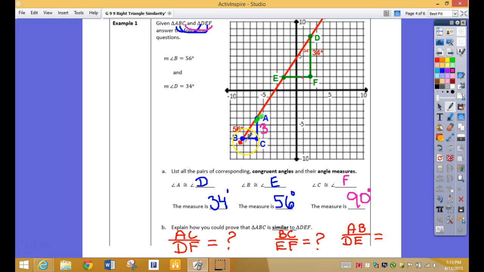How about BC? How many units here? 2? Am I counting that right? Do we know how many units here? No, we don't know that. But we do know that this is our right angle. We just figured it out. This is our 90-degree angle. So what could we call this? Instead of a question mark, what could we label that side?